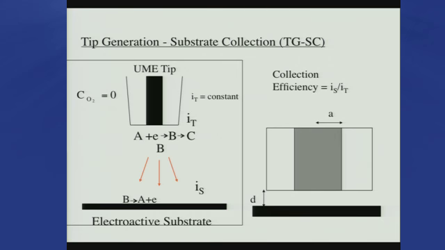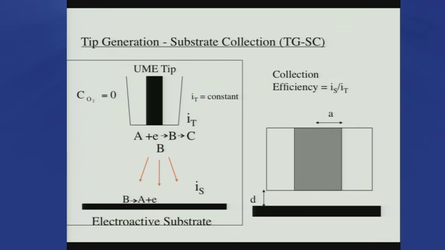Now, what's interesting is you can do this tip generation substrate collection, which is what we're going to talk about today. And so, in fact, if I have now my EC reaction, and I go A to B, and B is going to C, what I see on the substrate depends upon the distance between the electrode and the substrate. And this is a typical configuration where this is the radius, and this is the distance, and we're assuming that that's about 1.